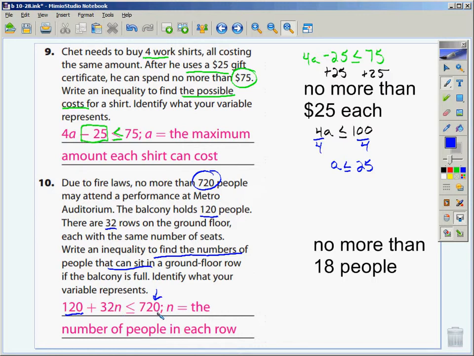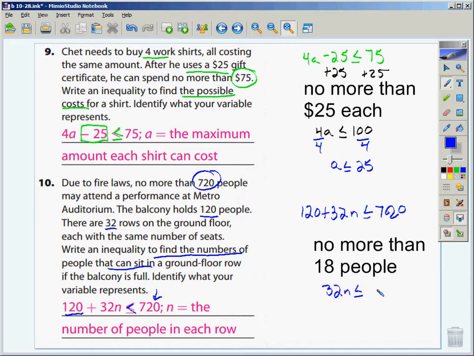There's my 2 totals. Can 720 people be in the building by code? Yes. So it can be equal. Can more than 720 people be in there by code? No. Which is why it's less than or equal to. Okay, and that's what it comes out to. 120 plus 32n is less than or equal to 720.